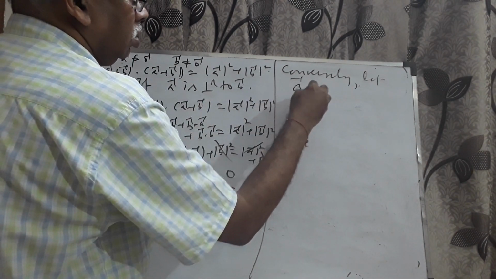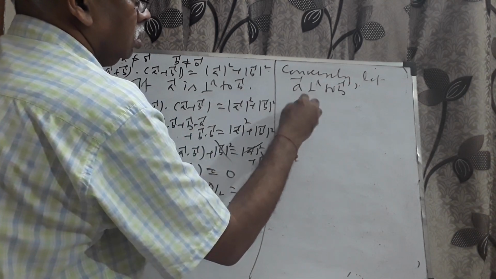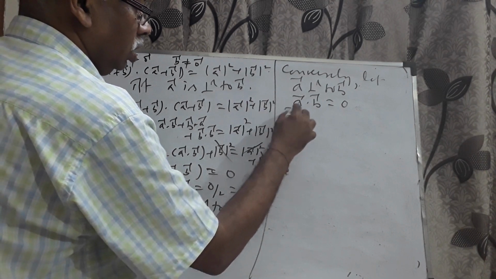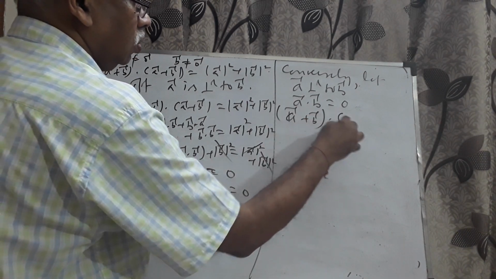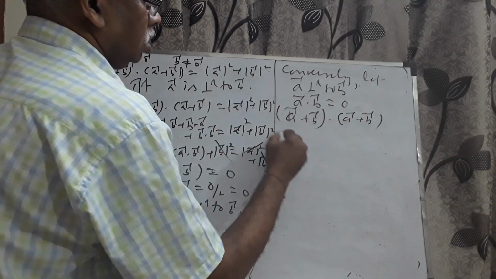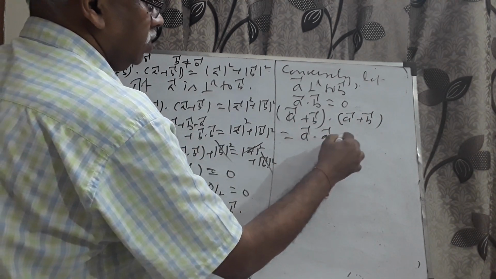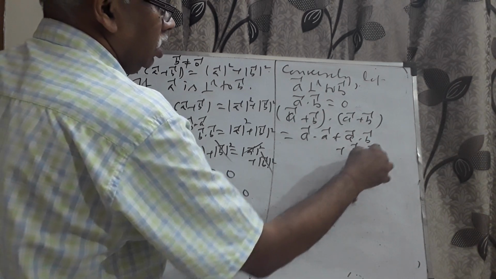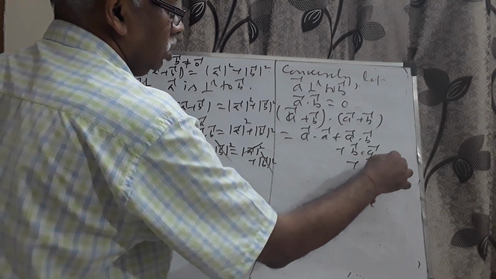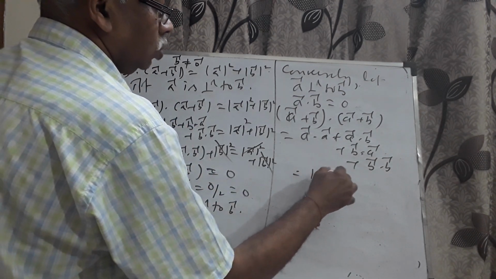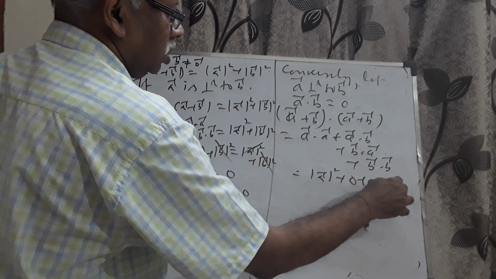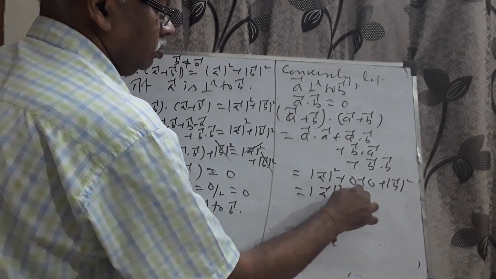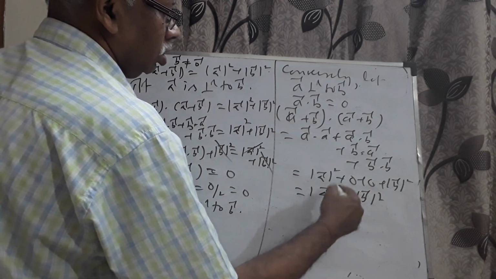let A vector be perpendicular to B vector. Now A dot B is equal to 0. Therefore, now let me try to simplify (A + B) dot (A + B). Here I mean to say, again apply distributive property. A dot A plus A dot B plus B dot A plus B dot B, which is equal to |A|² + 0 + |B|², which is equal to |A|² + |B|². I am able to prove this result.